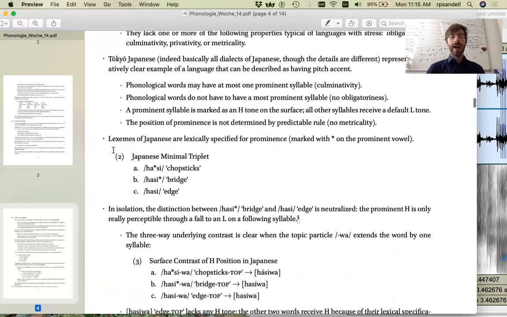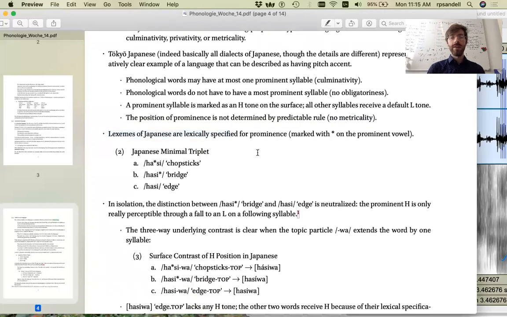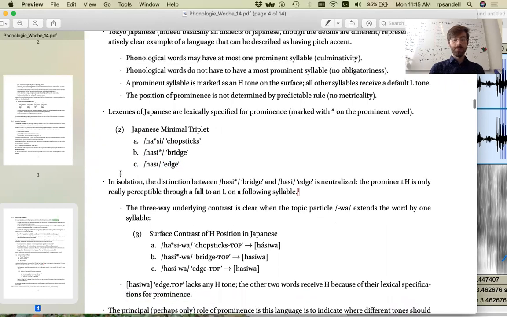So we can see how lexemes of Japanese are lexically specified for prominence with a minimal triplet. I've marked prominence here using an asterisk following the prominent vowel. So the words for chopsticks, bridge, and edge show this contrast. The word for chopsticks has its prominence on the first syllable, the word for bridge on the second syllable, the vowel E, and the word for edge has no most prominent syllable.